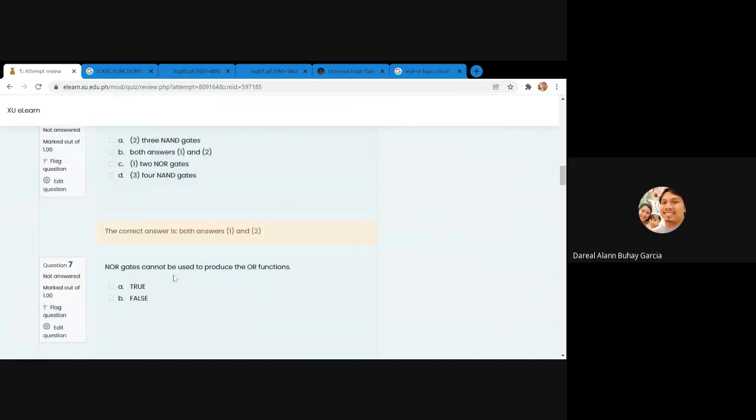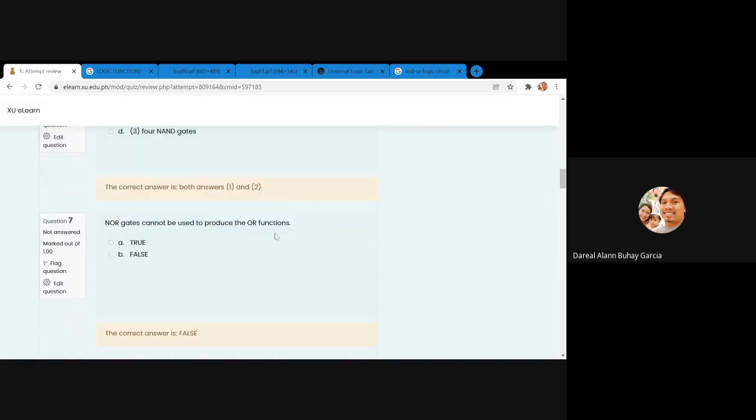NOR gates cannot be used to produce OR function. True or false? So, bago lang nato nakita, NOR gates can be used to produce OR function. So, false. Answer.